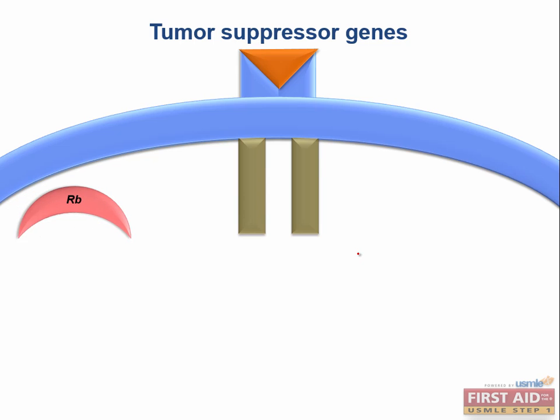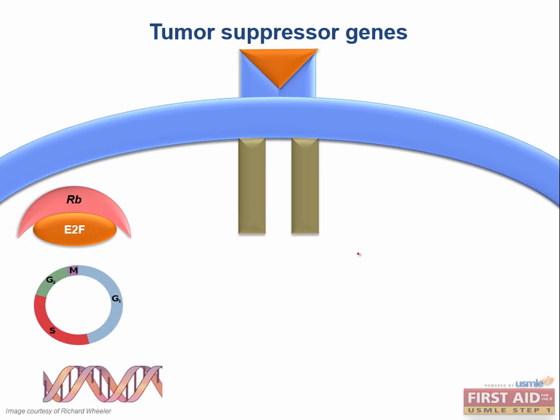We talked about the RB protein, and how once it's phosphorylated, it leads to the freeing of E2F. E2F gets freed up, and it allows the progression from what phase to what phase? The G1 to the S phase. Well, there's another guardian of the G1 to S phase besides RB. What is that one? It is the P53 protein.